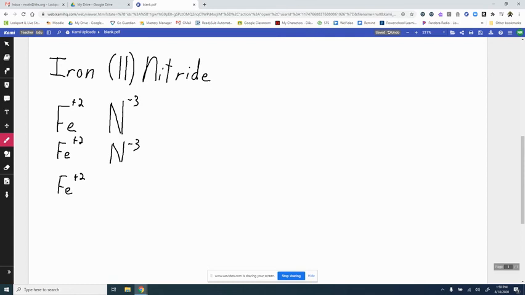Now we're even, okay? So to write out this finalized formula, we have Fe, and there are 1, 2, 3 Fe's, so we're going to do 3. And then we have N, and we have 1, 2 N's, so we do 2 right there. And that is the finalized formula.